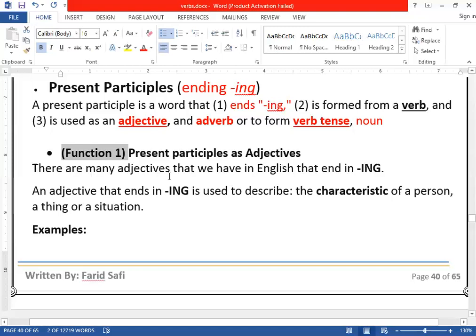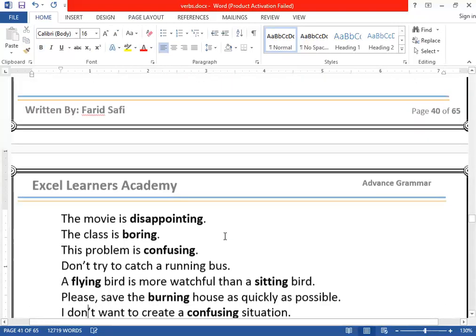There are many adjectives that we have in English that end in what? In ing. Clear? An adjective that ends in ing is used to describe the characteristic, clear? Characteristic of what? Of a person, thing, or the third one, situation. So when you want to describe the characteristic of a person, thing, or situation, we use the present participle form of an adjective. Let's take some examples, then you will be quite clear about it.